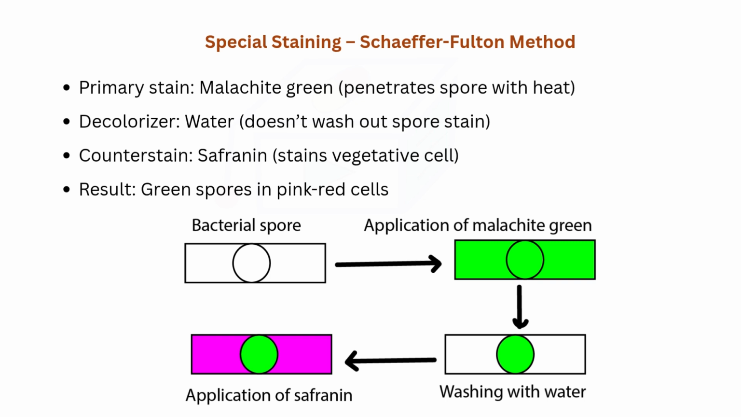Because spores are highly impermeable, we use a special staining technique called the Schaeffer-Fulton method. It uses heat to drive malachite green into the spore, followed by safranin to counterstain the vegetative cells. This results in green endospores inside pink or red cells, making them easy to distinguish under a microscope. This stain is often used to confirm the presence of spore-forming pathogens in clinical laboratory settings.